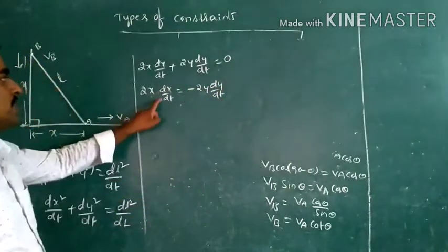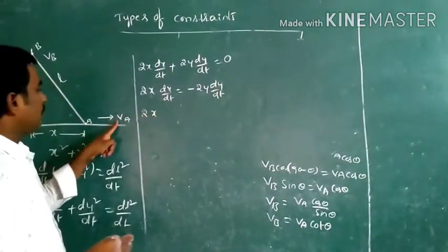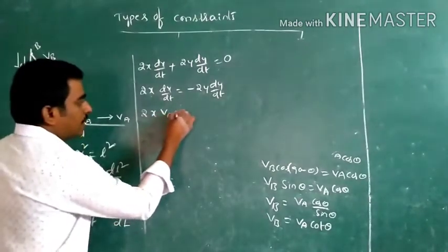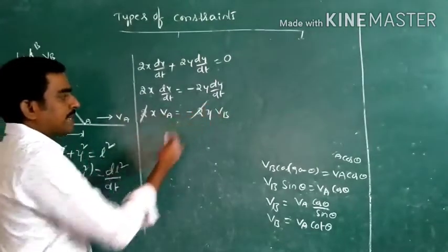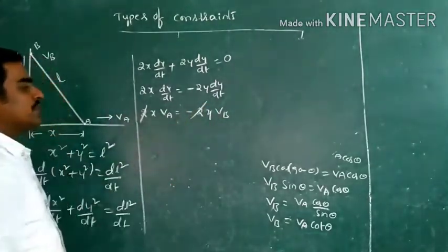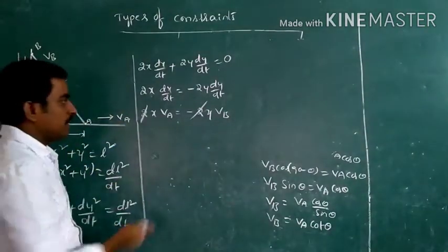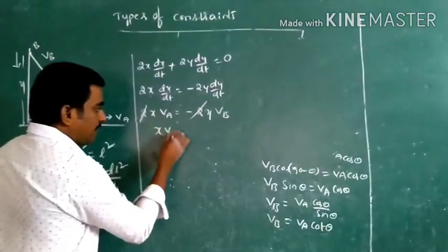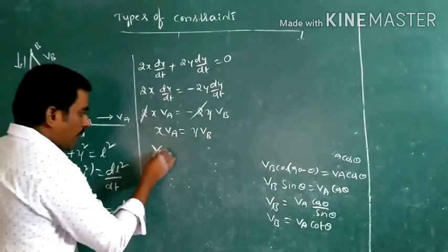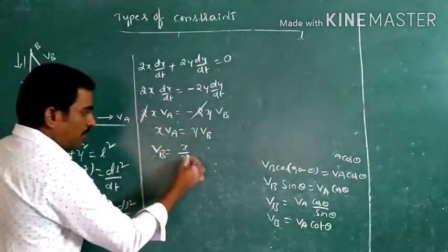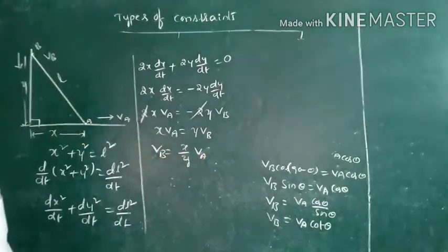What do we call the rate of change of displacement? Velocity. So dx by dt is VA, which equals minus 2y VB, and the 2 gets cancelled. The minus indicates opposite direction: one moves along the horizontal, the other vertically down. That's why they are opposite. Now I take only the magnitude: x VA equals y VB. I want VB, so the velocity VB equals x by y VA.